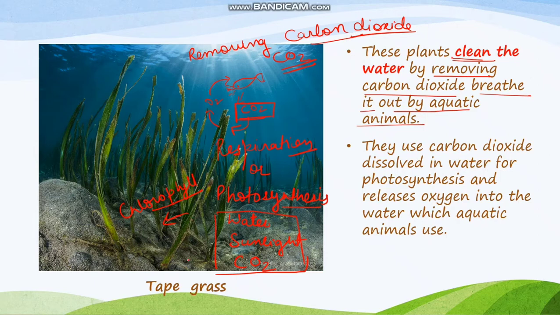So these were some of the adaptations done by the different kinds of plants. Some are floating plants, fixed plant, underwater and submerged plant. I hope all these points would be clear to you.